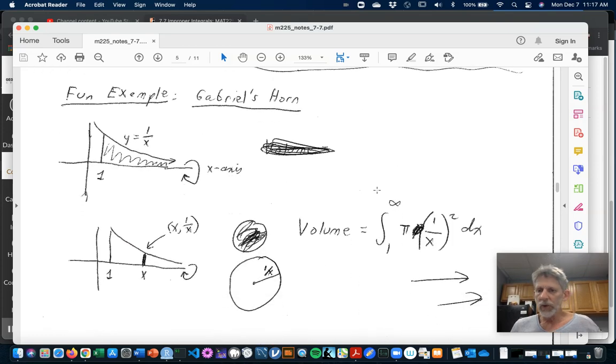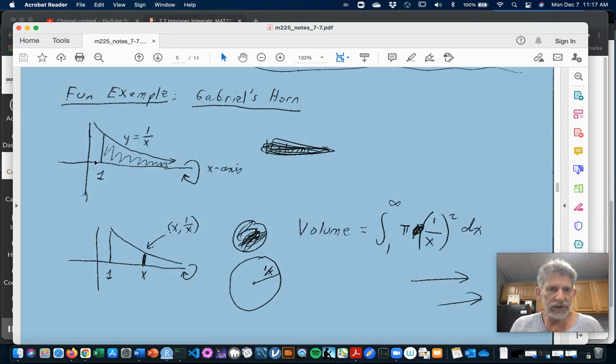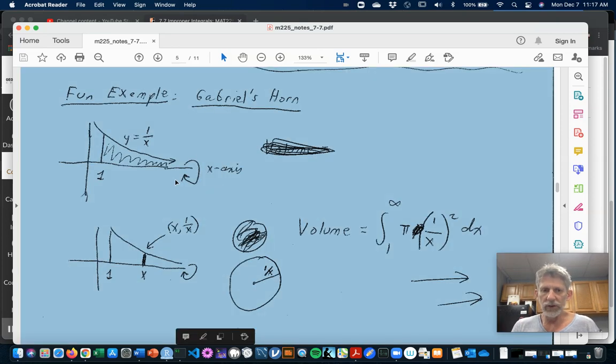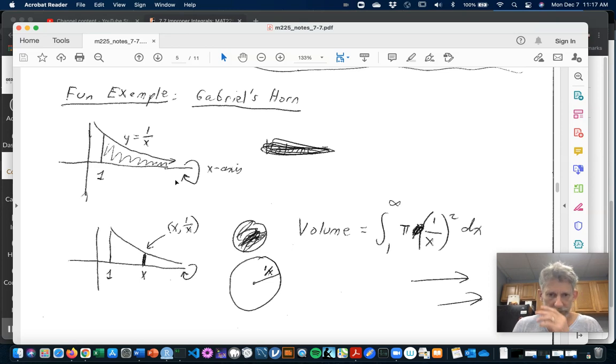Okay, one more example before we leave this part of the chapter: Gabriel's horn. So consider the curve y equals 1 over x again, but this time let's start at 1 on the x-axis and just head out to infinity and look at the area underneath it, which we know would be infinite. But what I'm going to do is take that area and rotate it around the x-axis, getting a little solid of revolution, okay?